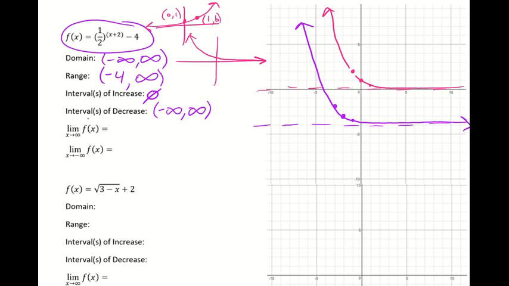Our limit as x approaches infinity of f of x. So we're looking here, well, our y coordinates are approaching that asymptote at negative 4. Our limit as x approaches negative infinity, the y coordinates keep increasing, so it's going to be infinity.